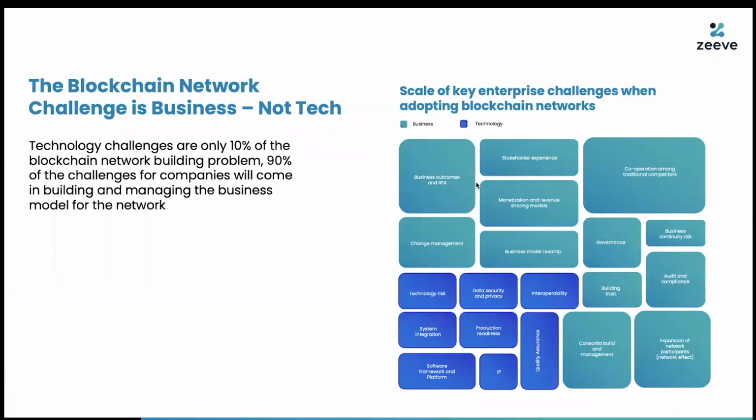And this is a slide where I would not focus much because we've got less time available to us. But then there is a myth and there is clarity to it as well. The blockchain network challenges are business. This is as per me. It may not be as per you or some folks out there, but the challenge is not tech, it's business.